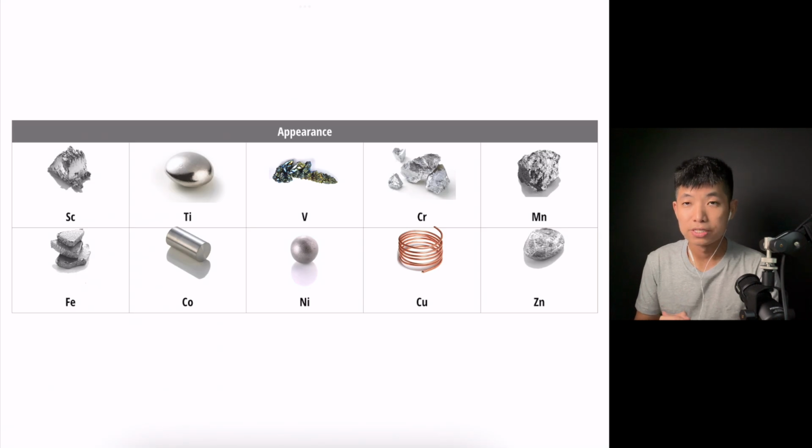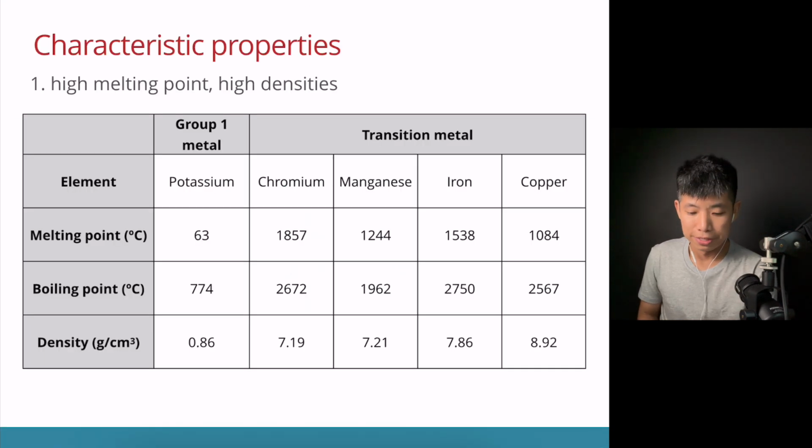So the appearance of metals are usually gray in color with the exception of copper over here, which we normally refer to as pink or reddish brown. Let's start with the first property. I have over here group 1 metal potassium, and in the other columns we have chromium, manganese, iron and copper, which are transition metals. What do you notice in the difference between them in terms of melting point, boiling point as well as density?